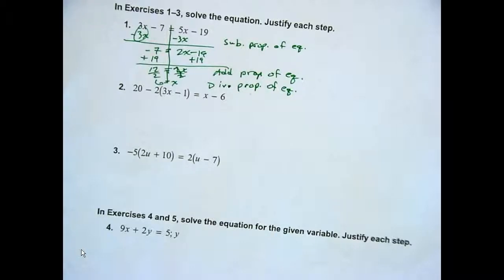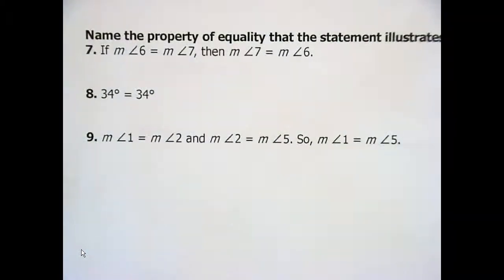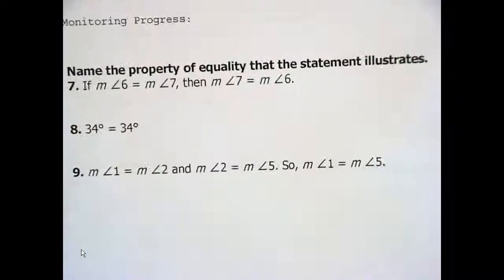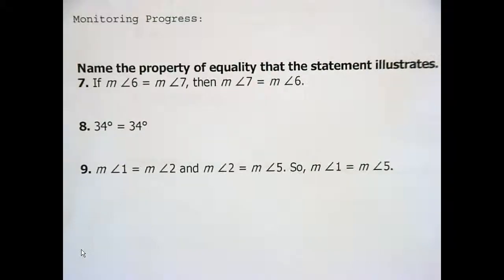Those 3 problems. Name the property. These are monitoring progress. These are out of your textbook. Okay? Just really quick, using some of the properties that we referenced today, I want you to name the property of equality that the statement illustrates. Write them down. You can tell your neighbor however you want to do.